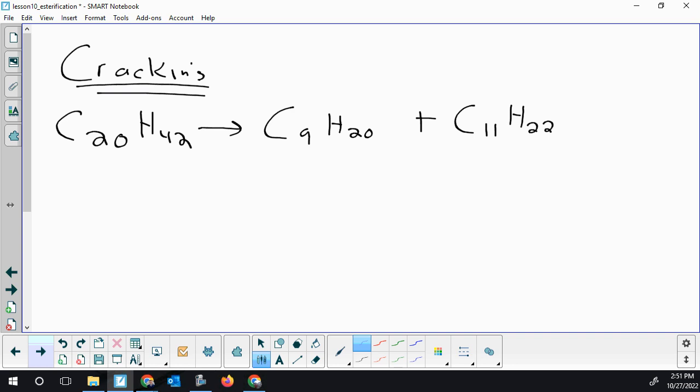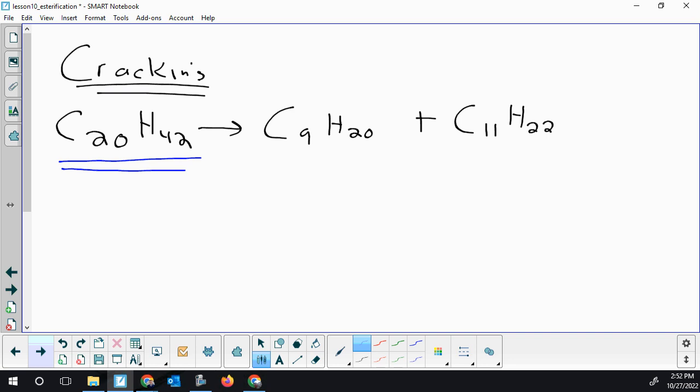Now, you can't predict the exact sequence, but you know the atom count has to match. If you take a C20, you could break it roughly in half. I broke it in a 9 and 11 piece. There were 42 hydrogens at the beginning, so there has to be 42 hydrogens between the two pieces. So if you see some hydrocarbon, an alkane or alkene, and it's broken into two smaller pieces, that is cracking.